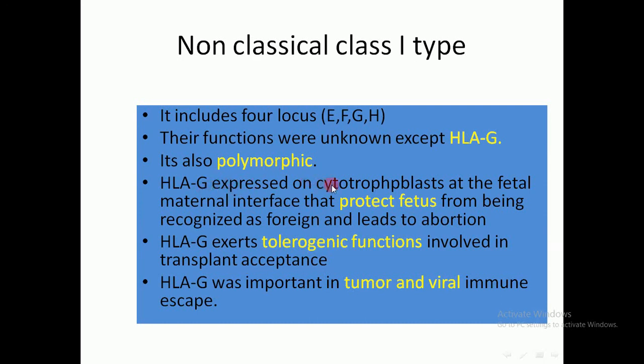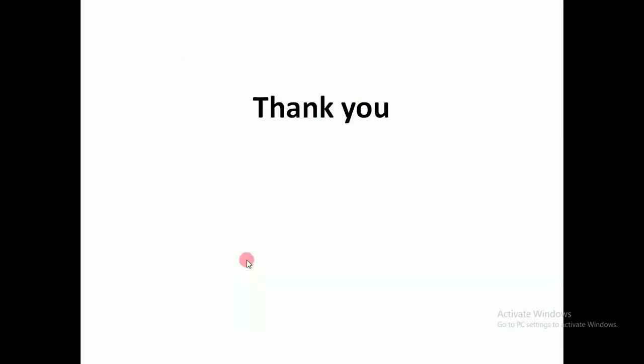And HLA-G is expressed on the cytotrophoblast at the fetal-maternal interface, which protects the fetus from being recognized as foreign, which would lead to abortion. And another function, HLA-G exerts a tolerogenic function involved in transplant acceptance. And lastly, HLA-G is important in tumor and viral immune escape. And this is the most important function of HLA-G. And thank you.